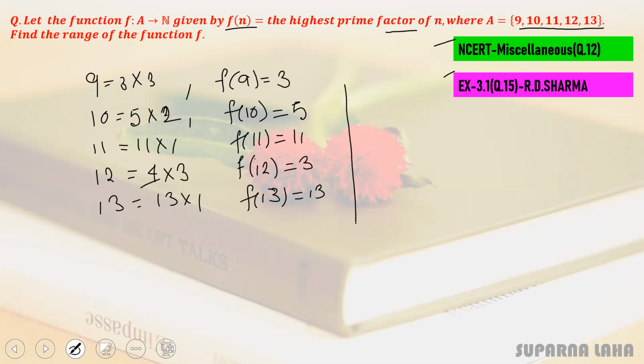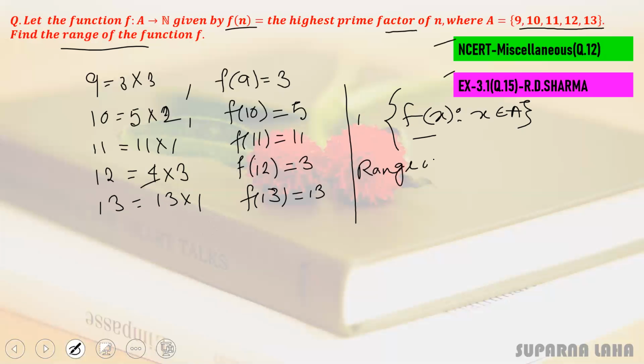So we need to write down the range of the function. That means this f of x, all the elements for all the x present in the set A. That is, we need to write down this collection of f of x such that x belongs to A. So write down the range set. Range of f is given by these elements 3, then 5, then 11, then 13. Since 3 repeats, we will not repeat the element. Clear?